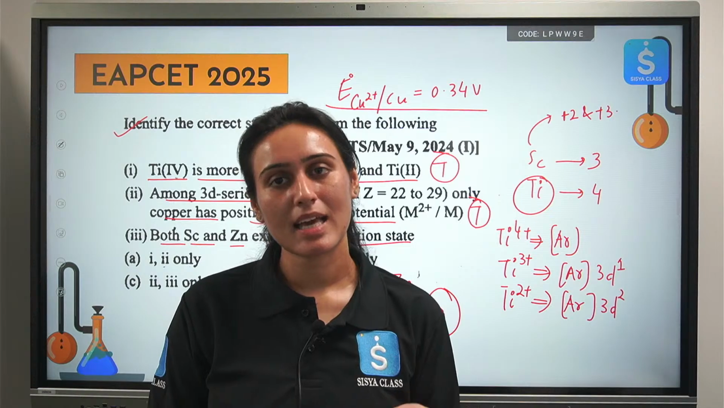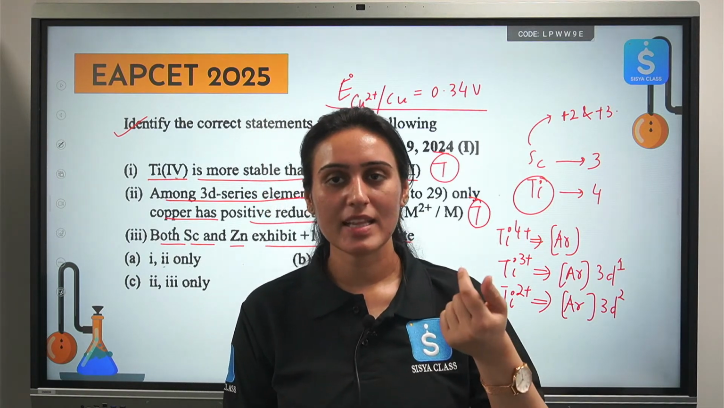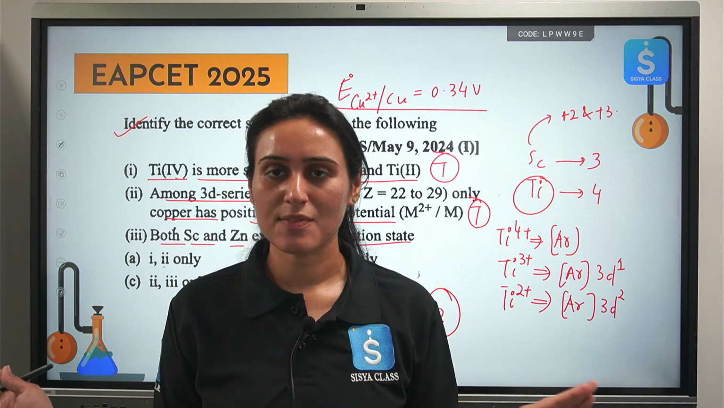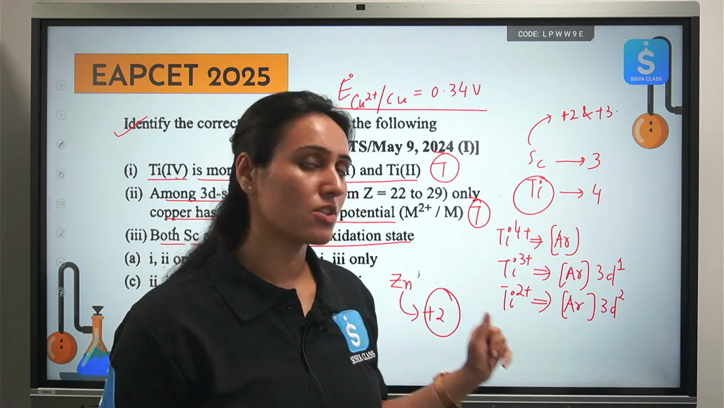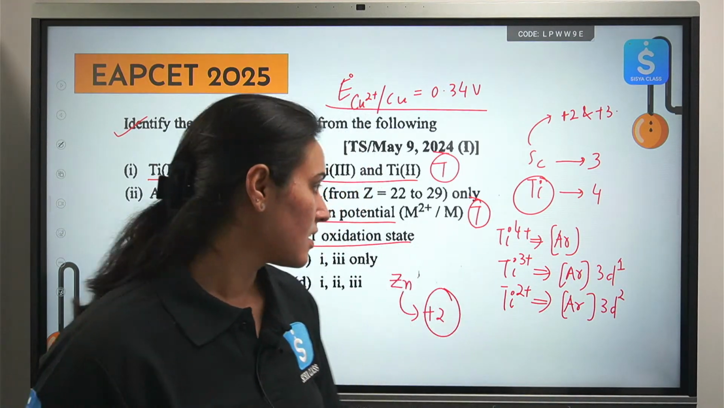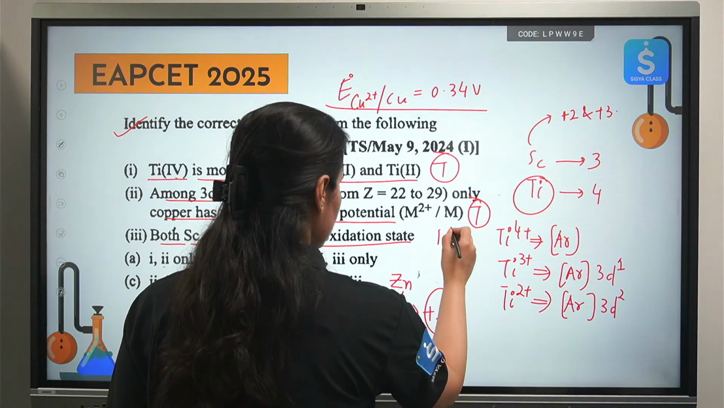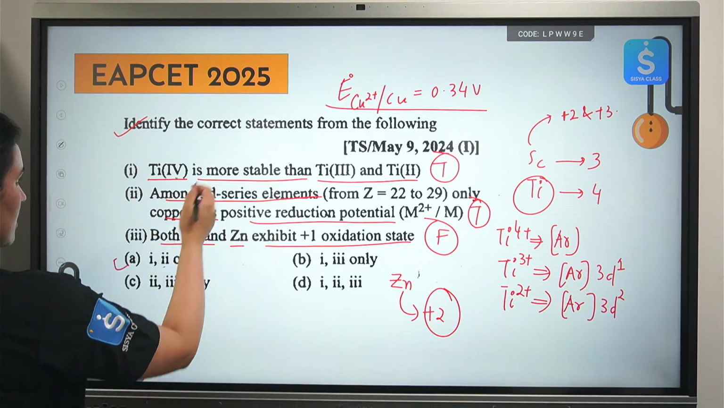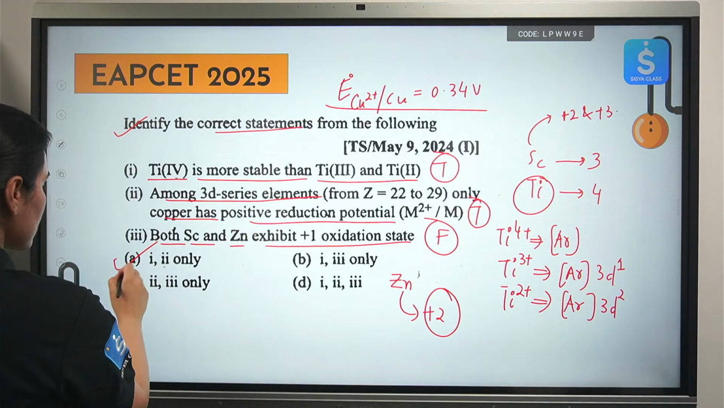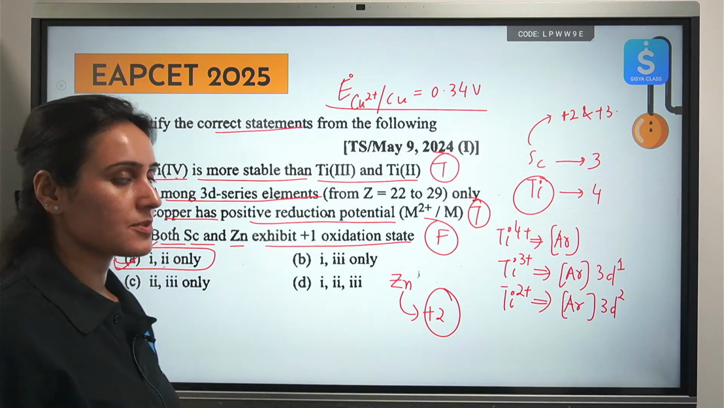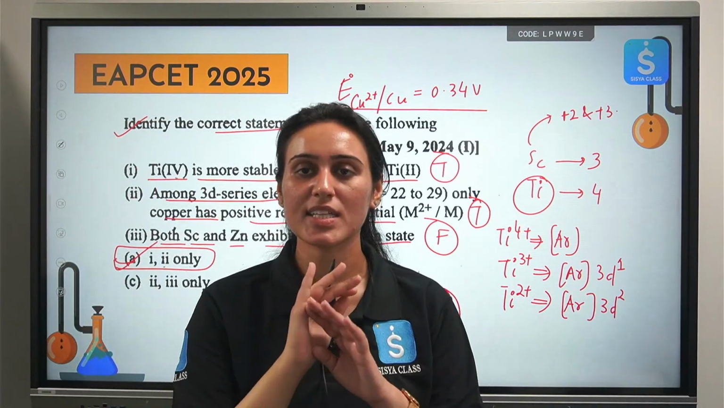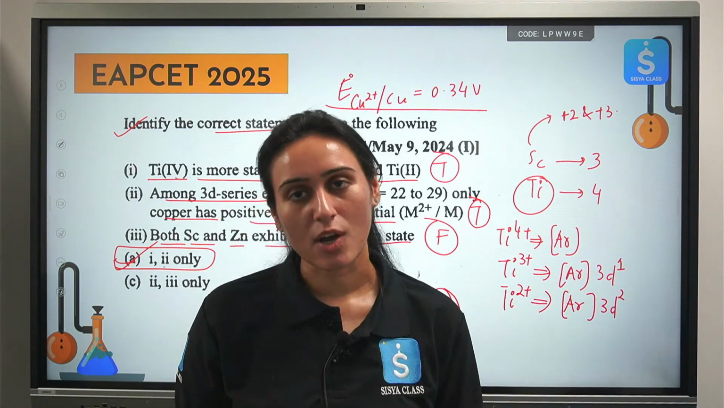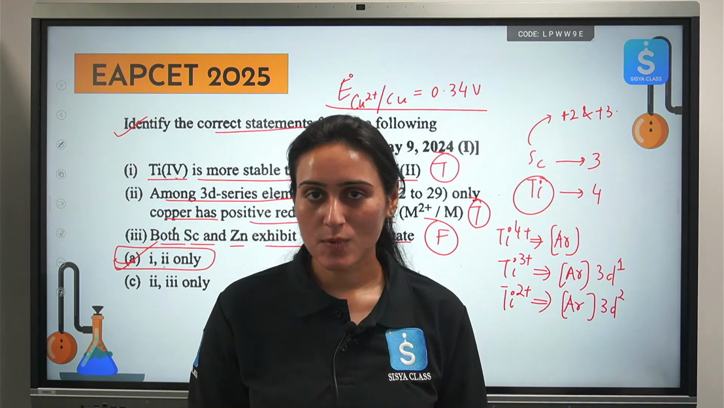That statement is wrong. Scandium will like to exist in +2 or +3 oxidation state, the common oxidation states which are shown by scandium, and your zinc will show +2 oxidation state. Okay, so the statement is false. So first and second is correct. They have asked you about the correct statement, so the answer will be option A. That is how you have to answer. Everything you can answer based on the electronic configuration of the elements that we were talking about. Okay, now let's move to the next question, everyone.